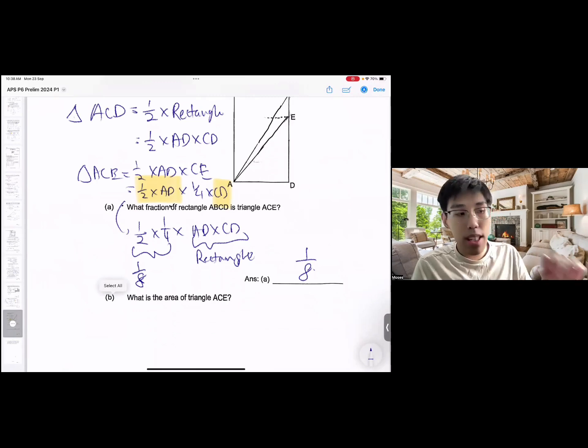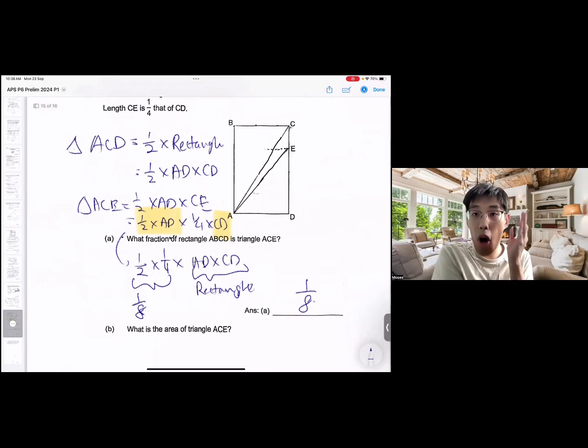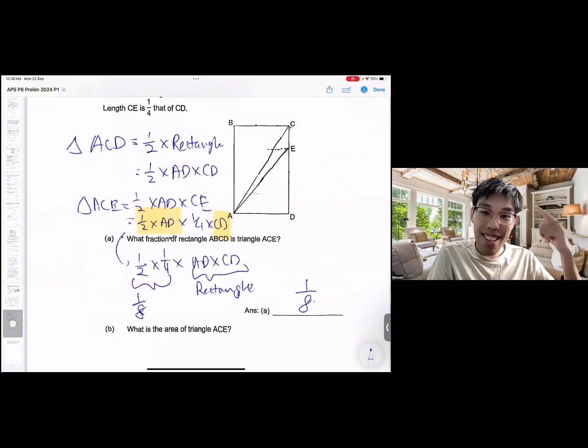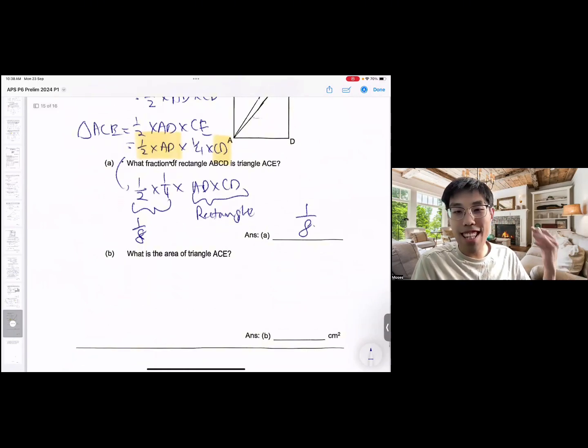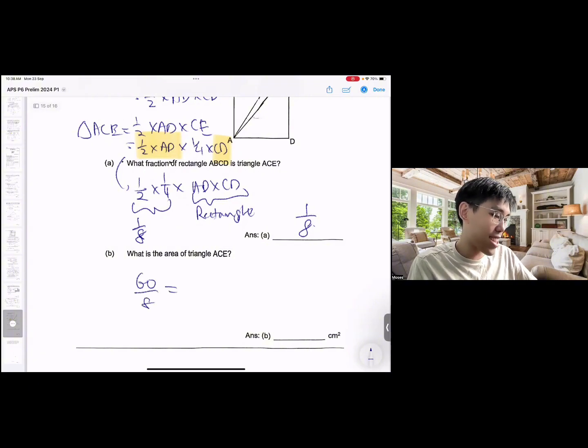For those of you who need some time to process this, pause the video, look at my working, think through, then you continue. I'll just go at normal speed. So with that, what is the area of ACE? We already know that the rectangle is 60 and ACE is 1/8 of it. So it's just 60 over 8. That's 15 over 2, which is 7.5 cm square. Done.